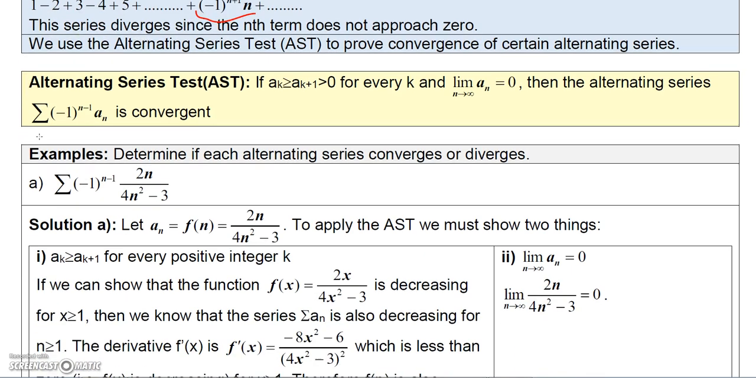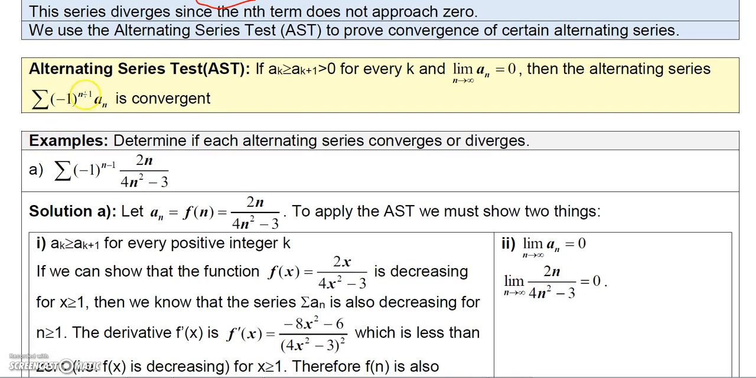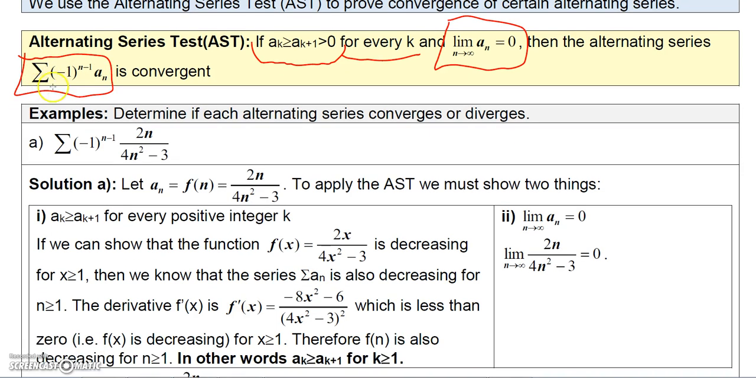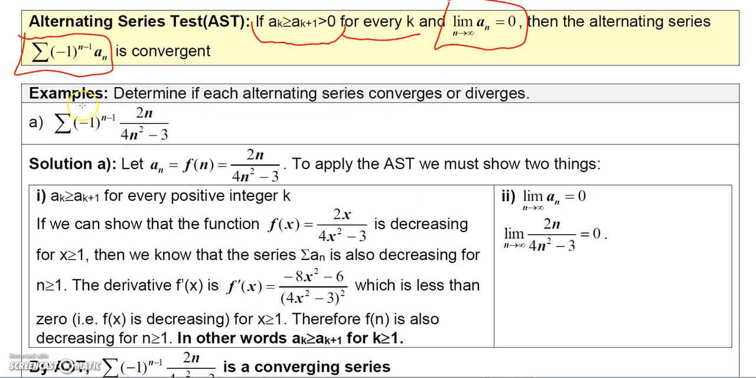Now we can use this next test to prove convergence of certain alternating series. This test says that if a sub k is greater than or equal to a sub k plus 1, and of course all the terms are positive for every k, and the limit of the nth term as n goes to infinity is 0, then the alternating series given by this is convergent. Now remember, when I give you a sigma and I don't put anything below or above it, it's understood to go from 1 to infinity.